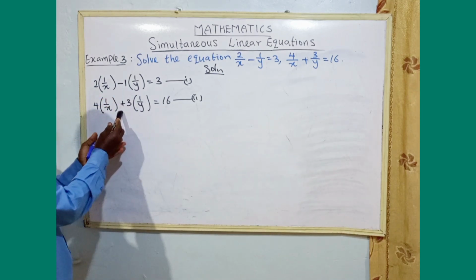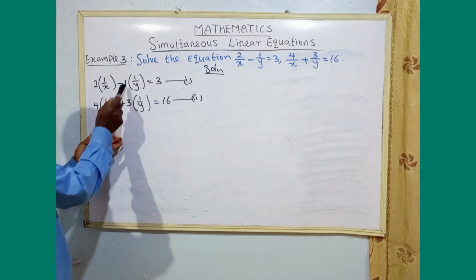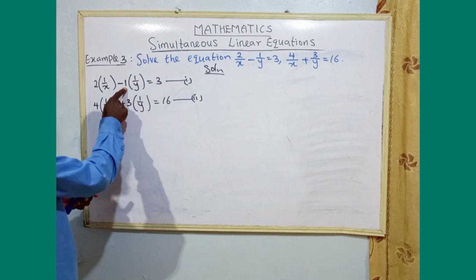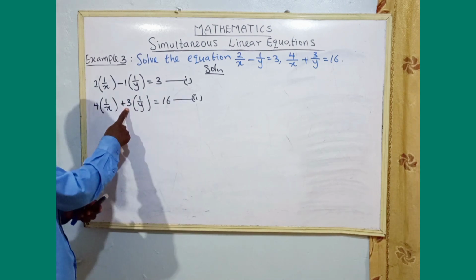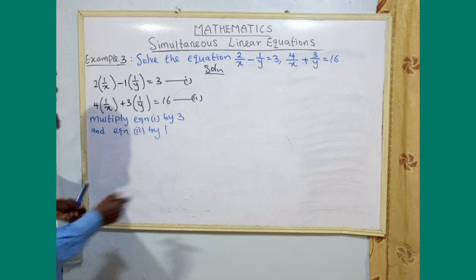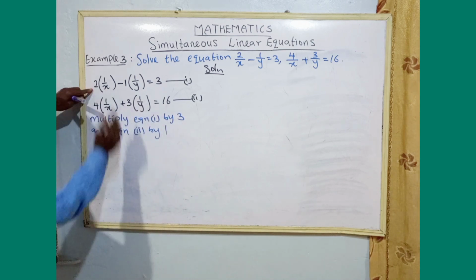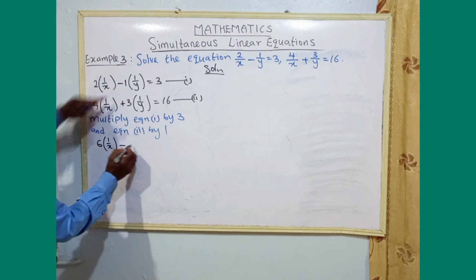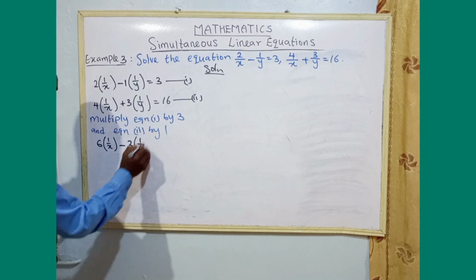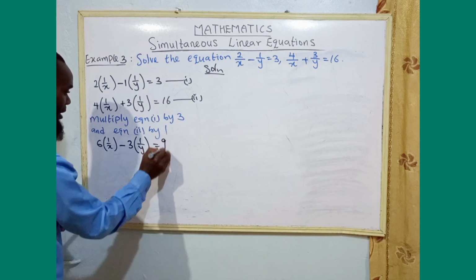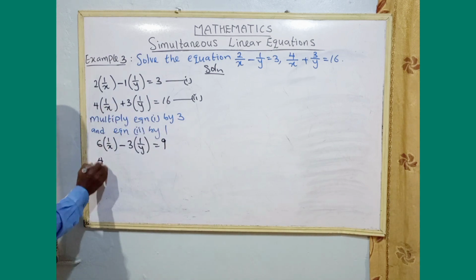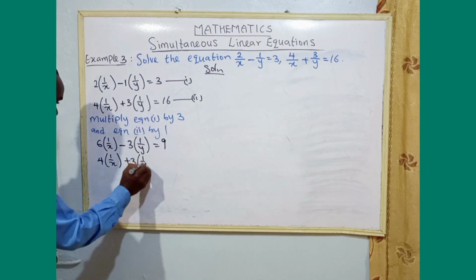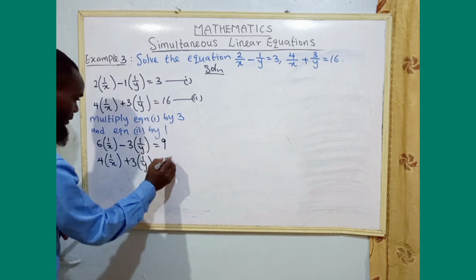But when we now look at this one, I can work with this. Minus 1 here, plus 3. So here the signs are different. I have to make the coefficient to be the same by multiplying equation 1 by 3 to make this one 3, and equation 2 by 1 to remain 3. Now I have 3 multiplied by 2, I have 6 bracket 1 over x, close it, minus 3 times 1, 3 bracket 1 over y, close it, is equals to 3 times 3, I have 9. Then 1 times 4, it remains the same, 4 bracket 1 over x, plus 1 times 3, 3 open bracket 1 over y, is equals to 1 times 16, we have 16.